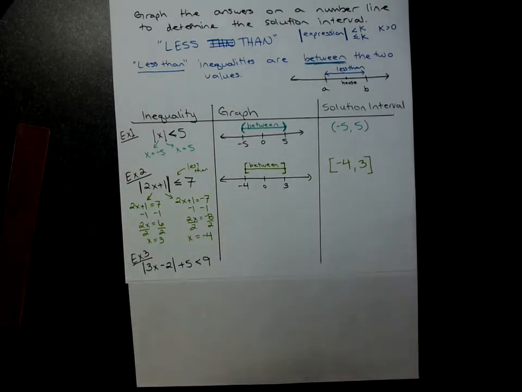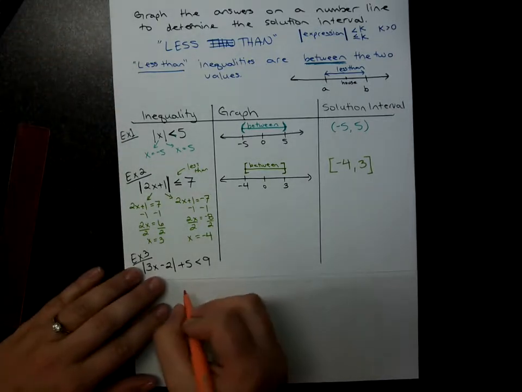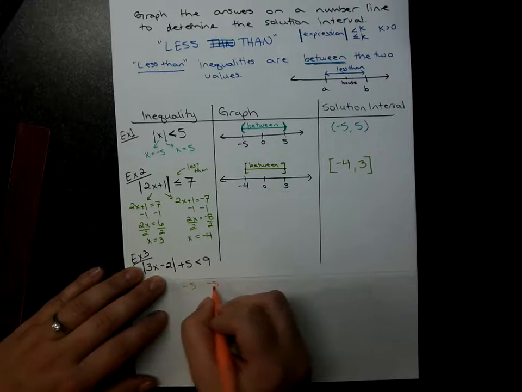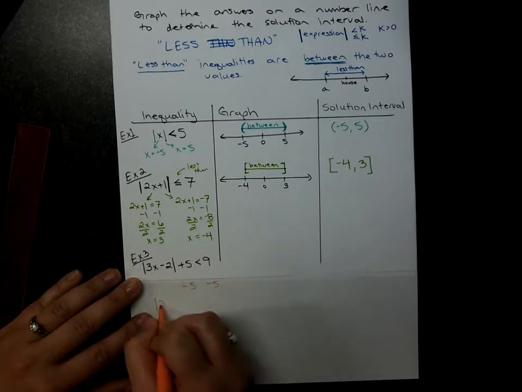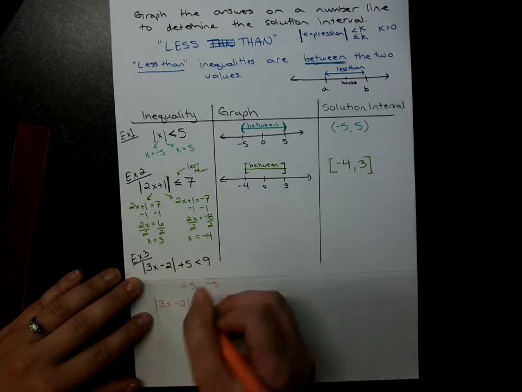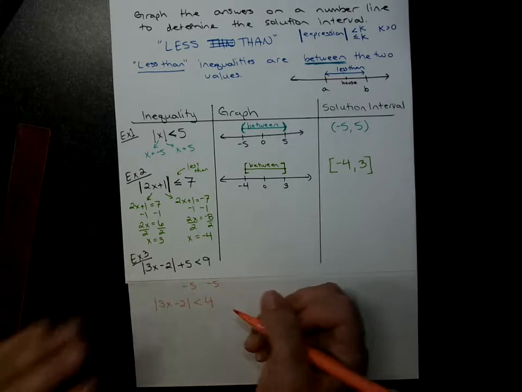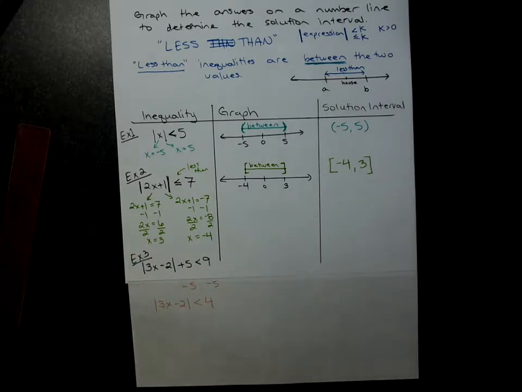So just like in an equation, we're going to isolate the absolute value before we go to solve. So I'm going to move that 5 to the other side. It gives me the absolute value of 3x minus 2 is less than 4. That color's a little light. Let me get a better color.